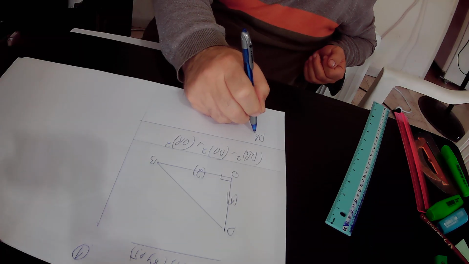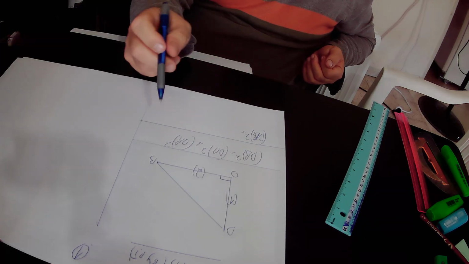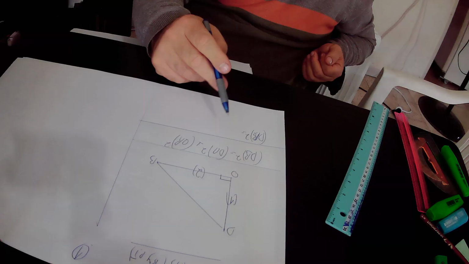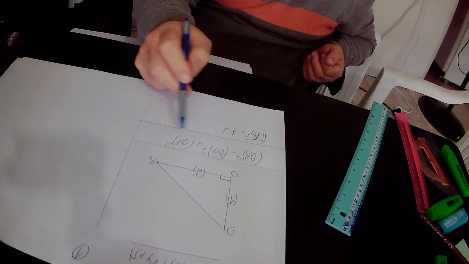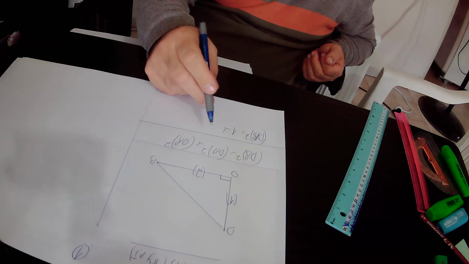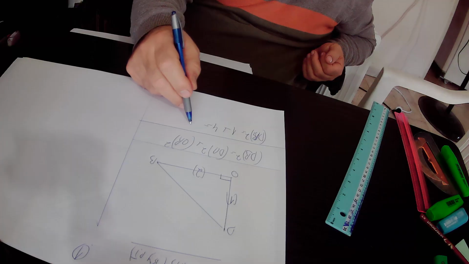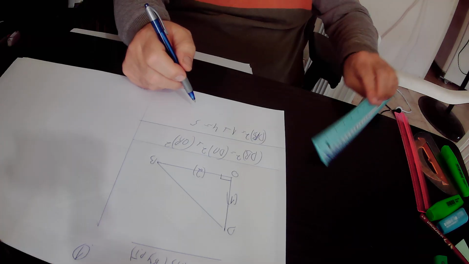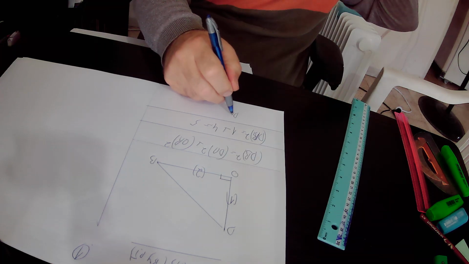DB square equals DO square. DO is 1, therefore DO square is 1 square, that is 1, plus OB square. OB is 2, therefore OB squared is 2 squared, that is 4. So in total, DB squared equals 1 plus 4, that is 5. DB squared equals 5.